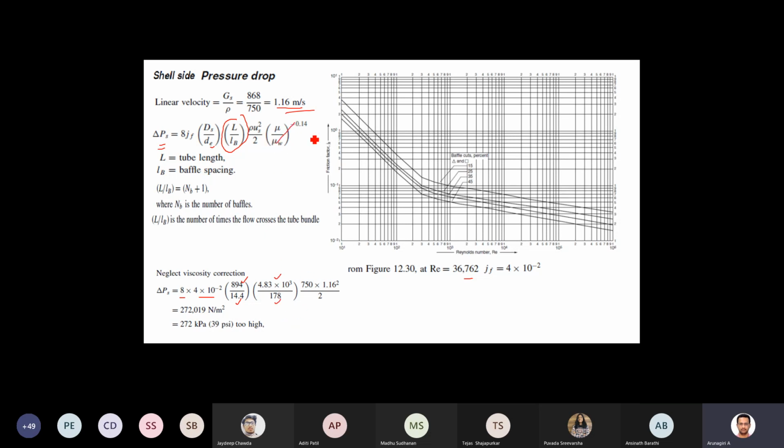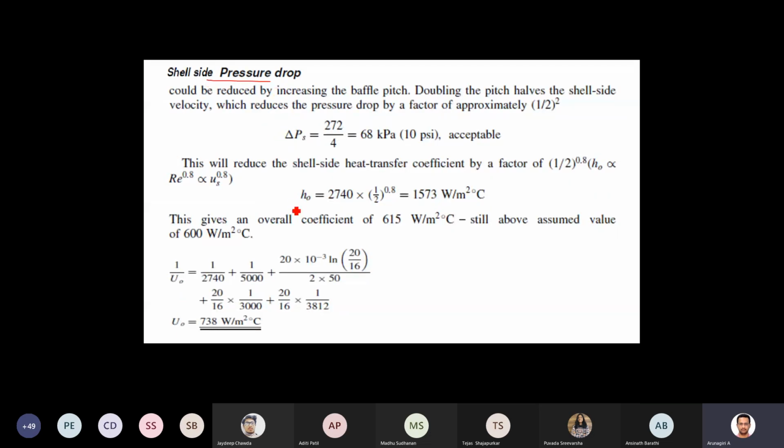So rho U is, this becomes 1. So rho 750 into 1.16 square by 2. So here it is higher side. So pressure drop 39 psi, you see, because this velocity is more. What you should do? The only thing is that you can adjust the baffle spacing. Okay, so shell side pressure drop is higher side.